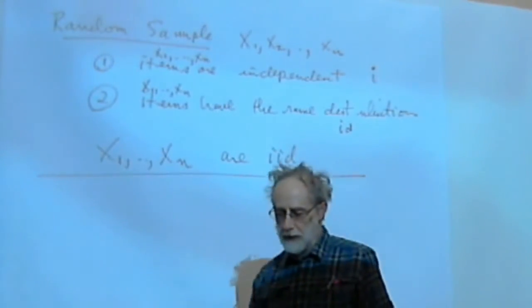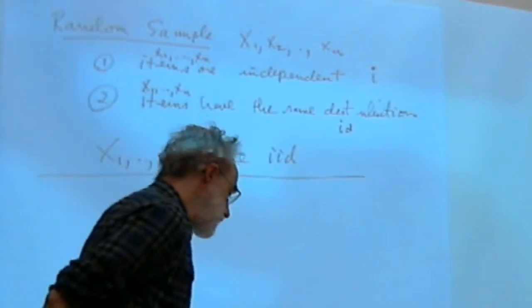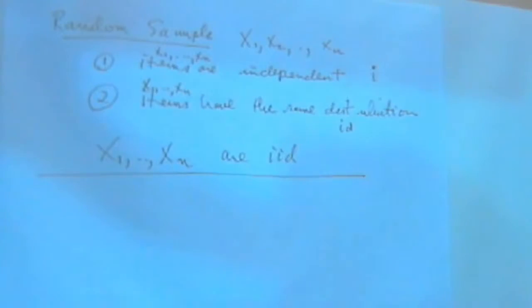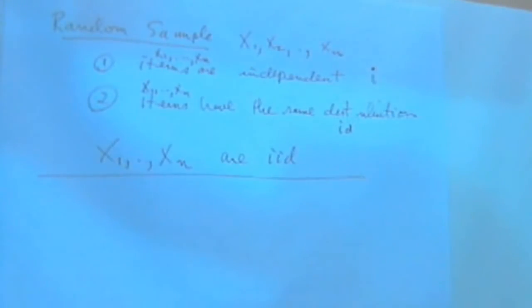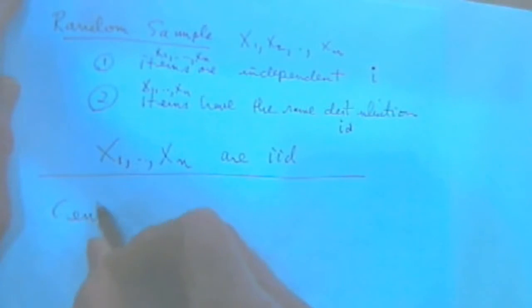Now, if you're sampling from a distribution and you have a random sample, and the distribution at least has finite variance, then the arithmetic average of your sample, its distribution becomes normal as the sample size goes to infinity. That's the central limit theorem. So let's talk about the central limit theorem and start with this.